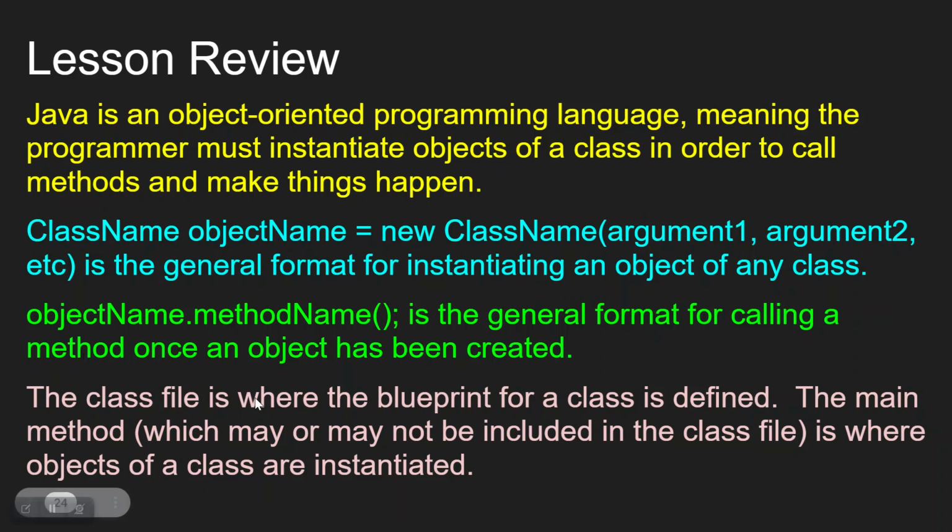And then the class file is where the blueprint for a class is defined. The main method, which may or may not be included in the class file, is where the objects of that class are instantiated and where you can call methods.